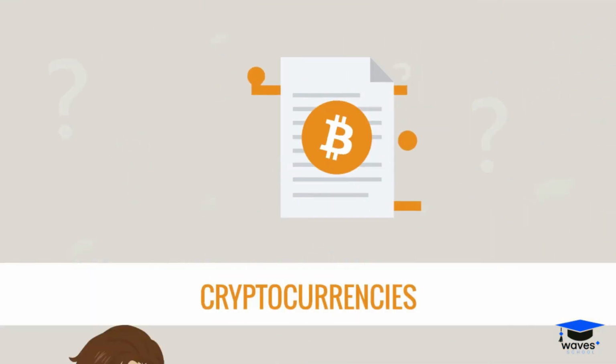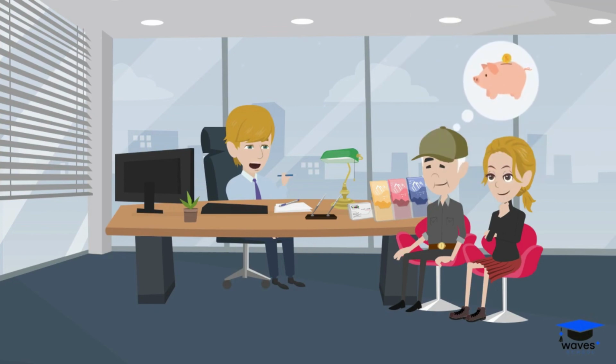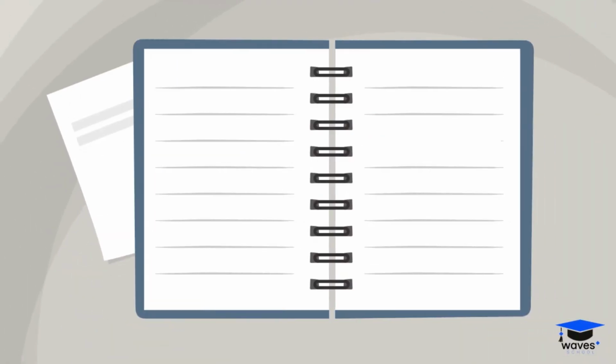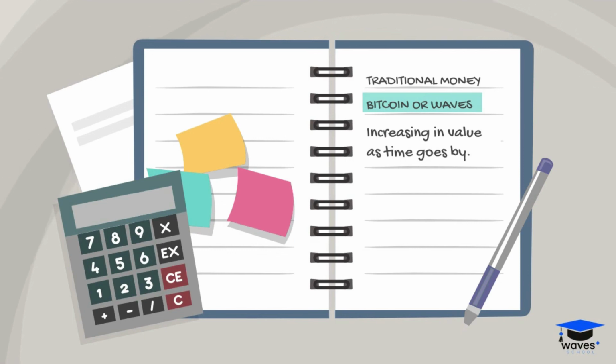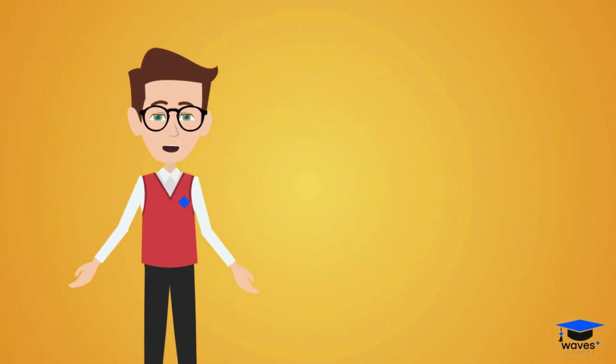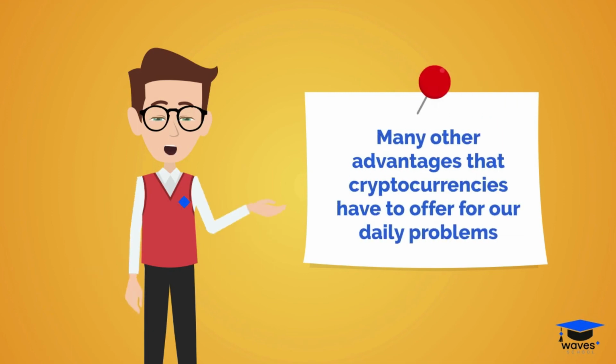Using cryptocurrencies like Bitcoin or Waves, many people around the world are choosing to store their savings in digital assets, because unlike traditional money, they are increasing in value as time goes by. In the next class, you'll have the opportunity to look at this and many other advantages that cryptocurrencies have to offer for our daily problems.